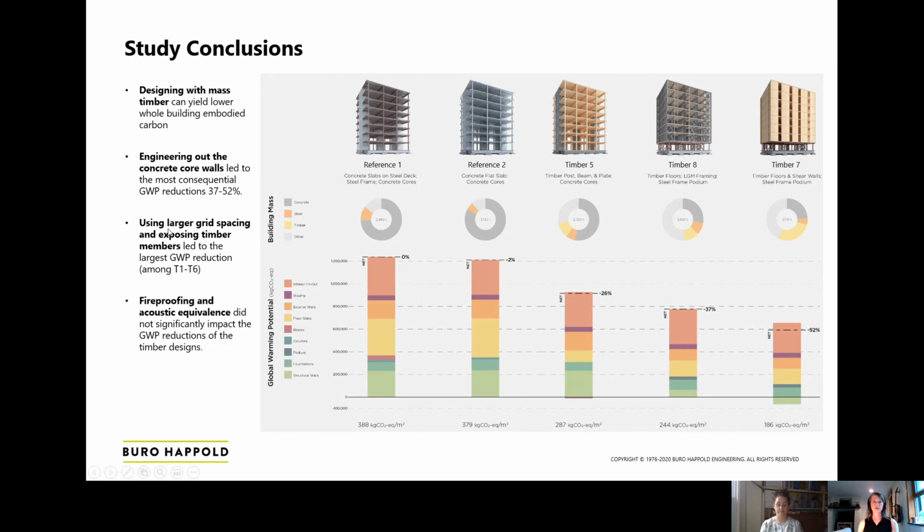In addition, using the larger grid spacing and exposing the timber members leads to the best of the options T1 through T6, which is this more typical approach, and that's timber 5. And then finally, fireproofing and acoustic equivalence really didn't unduly burden any of the timber cases, so shouldn't be used as a reason not to build with timber.